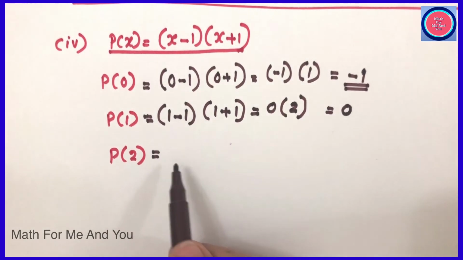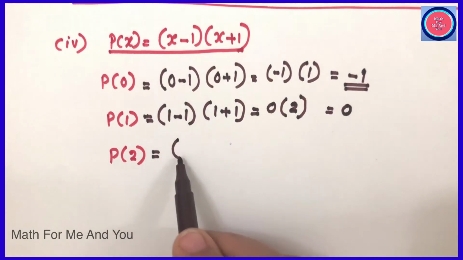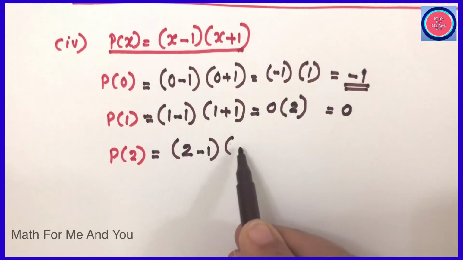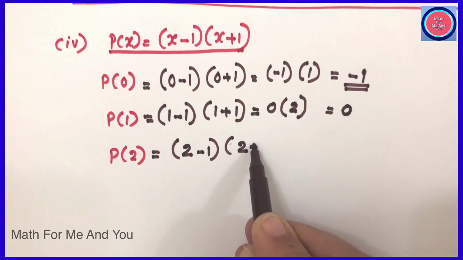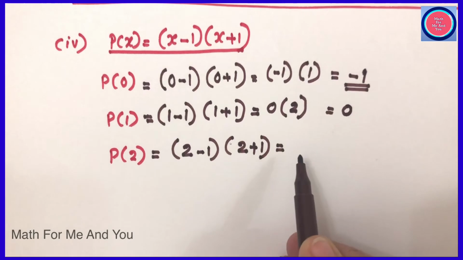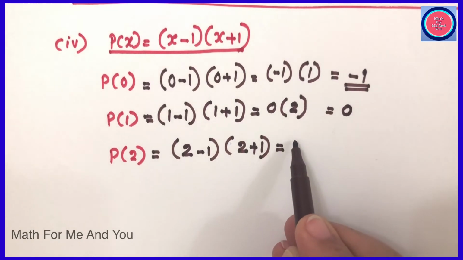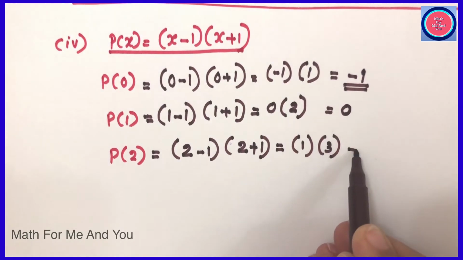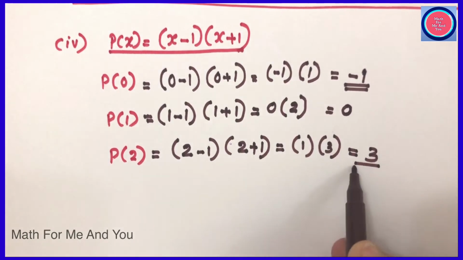P of 2. The first bracket becomes 2 minus 1. Then the second bracket 2 plus 1. When we simplify, the first bracket is 2 minus 1. How much? It is 1. Times the second bracket, 2 plus 1. That is 3. 1 times 3 is 3.